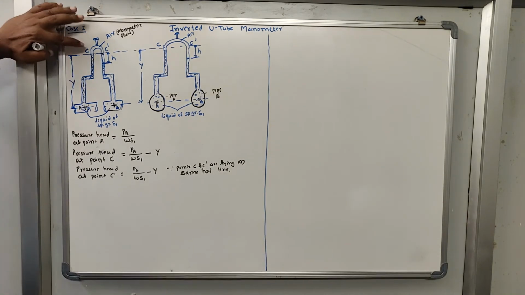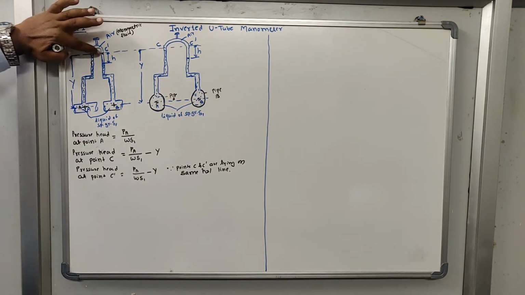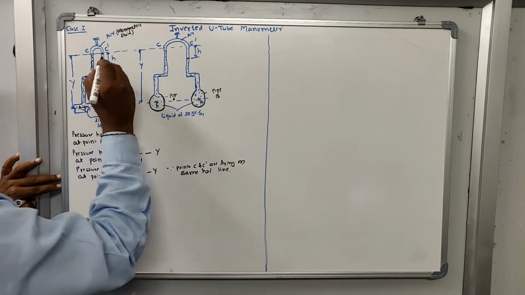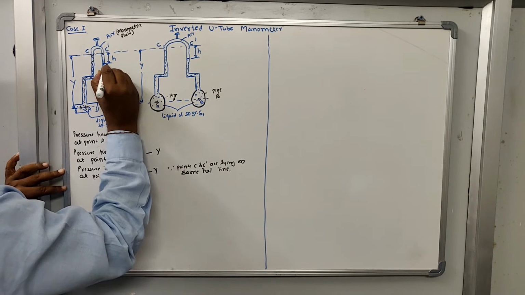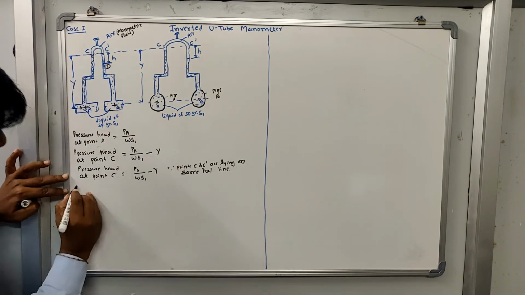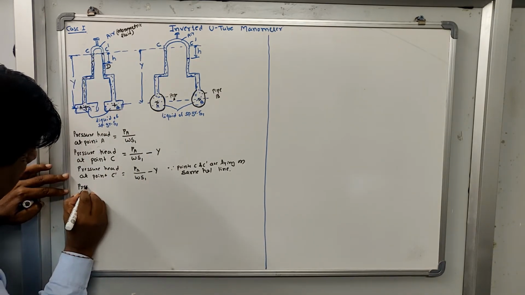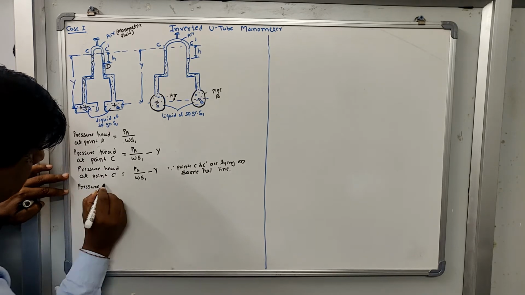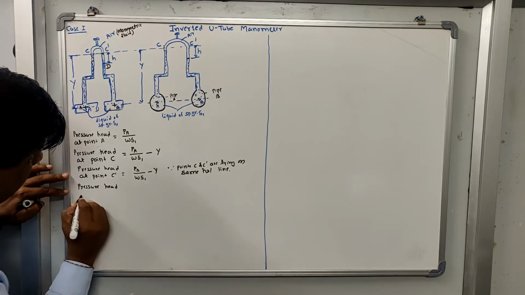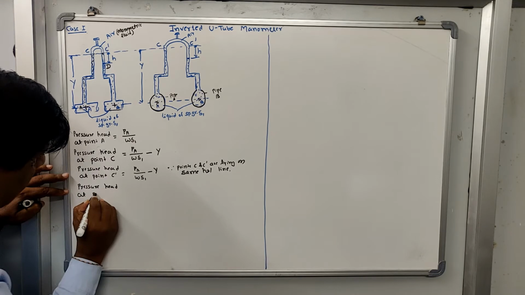Okay, so whatever pressure head you are getting at point C, you are getting the same pressure head at point C dash. Okay, next it is required to know what is the pressure head at point D. So pressure head at point D.